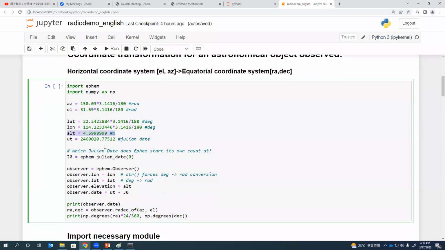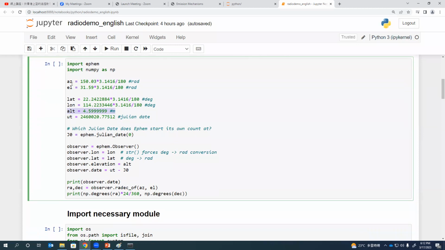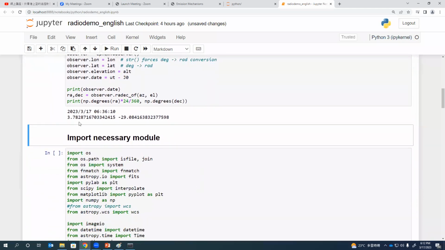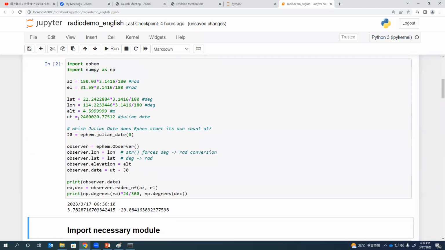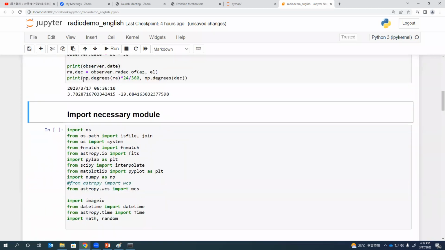Suppose an object is located at an azimuthal position and elevation with this result, and we convert it to radians, and we import some libraries, astropy and numpy, and then we can easily run the code and see what we get. Press Shift Enter, and then we can show you today's Julian day. I changed it already to correspond to today, and this is UT.